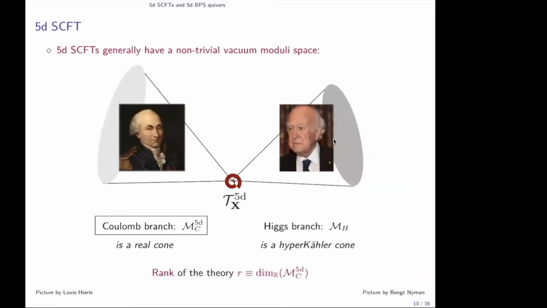Such 5D SCFTs generally have a non-trivial moduli space of vacua. They have a Coulomb branch in the usual sense. Now we have a 5D N=1 vector multiplet at low energy on the Coulomb branch. This is actually a real cone in 5D. And it has an X branch, which is, as usual, a hyperkähler cone. And I will have very little to say about Mr. X today, so we'll focus on Monsieur Coulomb. And as usual, the rank is the dimension of the Coulomb branch.